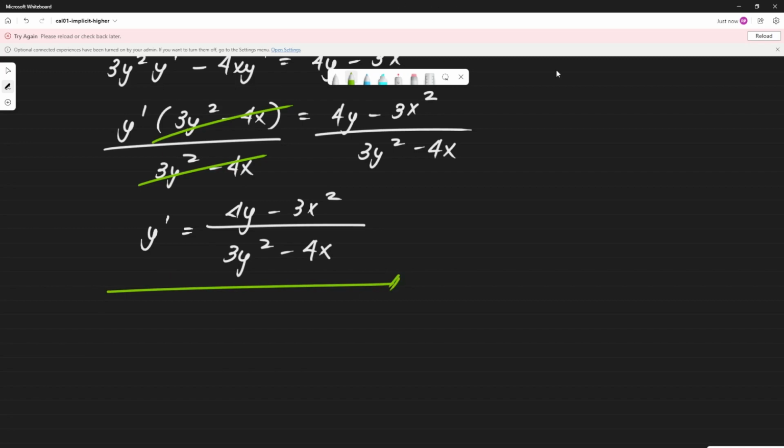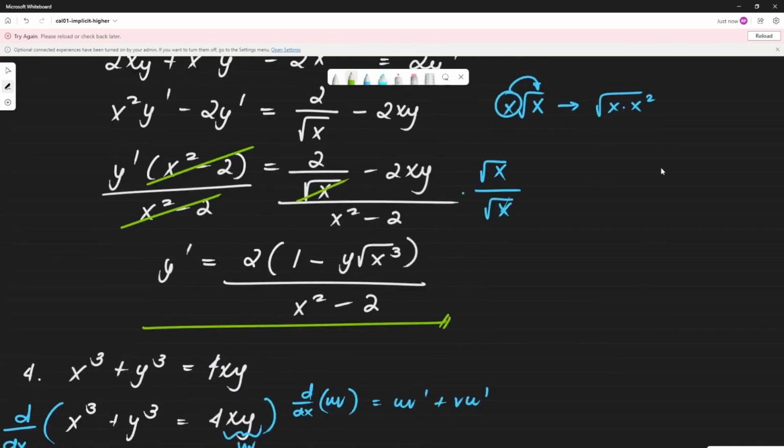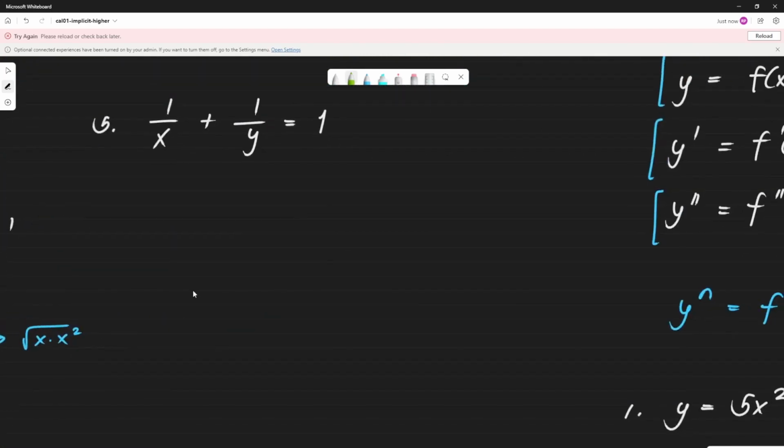Ayan. And for our last part, no? So last example, we have 1 over x plus 1 over y is equal to 1. Okay, so let's get the derivative, no? But before we get the derivative, convert muna natin into positive exponents, no? Yung 1 over x natin. Actually, this is equal to 1 over x raised to 1 plus 1 over y raised to 1.